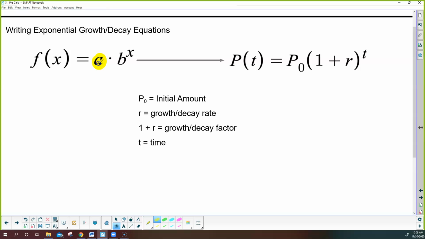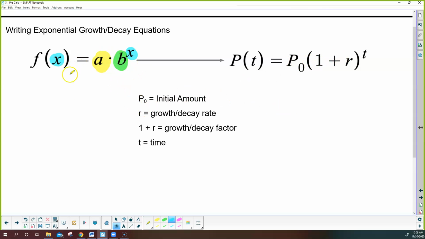So what did we talk about today? We have an exponential growth or decay function, and we can tell if it's growth or decay based off of the b value. A is your initial amount. And then x is like your input variable, which is really the same thing as time if we're applying a word problem to it.